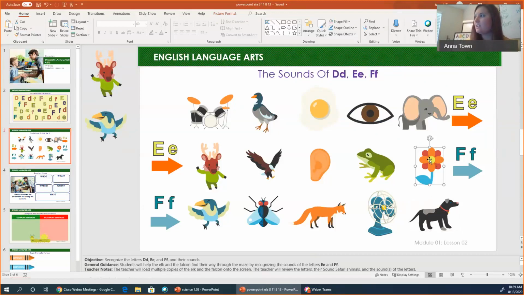What is this a picture of? A flower. What sound do you hear? T, F. Flower. Good job. Okay. What is this a picture of? A fly. This is a fly. What sound do you hear? D, F. Fly. Good job.